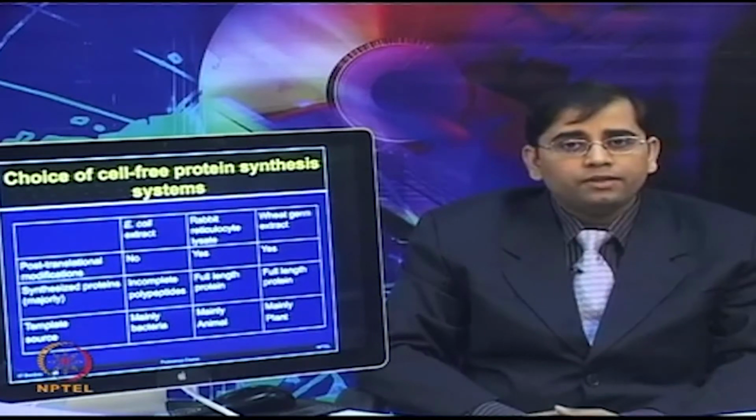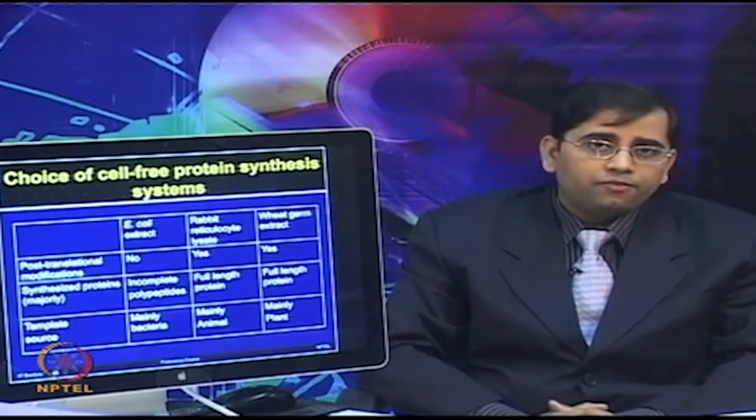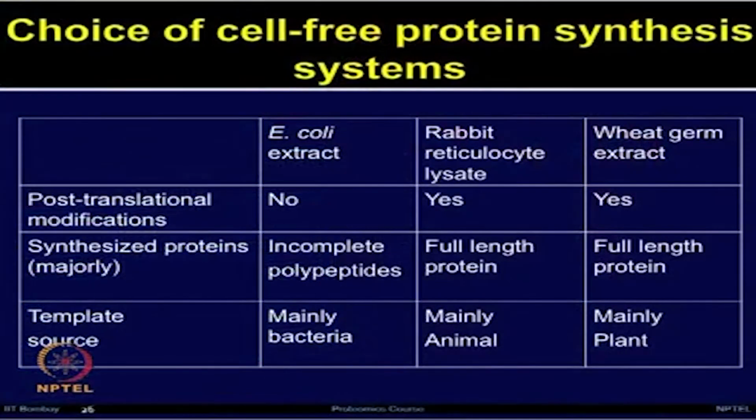So, let us do a comparison of these three most widely used cell-free protein synthesis systems: E. coli extract, rabbit reticulocyte lysate and wheat germ extract. Post-translational modification is not possible using E. coli extracts, whereas rabbit reticulocyte lysate and wheat germ extract, the eukaryotic systems, can provide post-translational modifications. The synthesized proteins are majorly incomplete polypeptides in case of E. coli extracts, whereas in RRL and WGE it is full length protein.